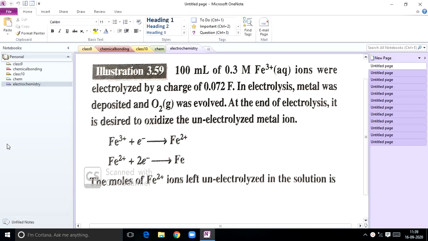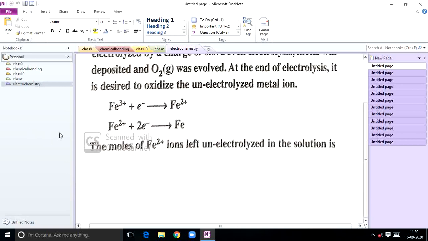Read the question, students. 100 ml of 0.3 molar ferric ions were electrolyzed by a charge of 0.072 Faraday. In electrolysis, metal was deposited and oxygen was evolved. At the end of electrolysis, it is desired to oxidize the unelectrolyzed metal ion, that is Fe3+ + e⁻ gives rise to Fe2+, Fe2+ + 2e⁻ gives rise to Fe. The moles of Fe2+ ions left unelectrolyzed in the solution.